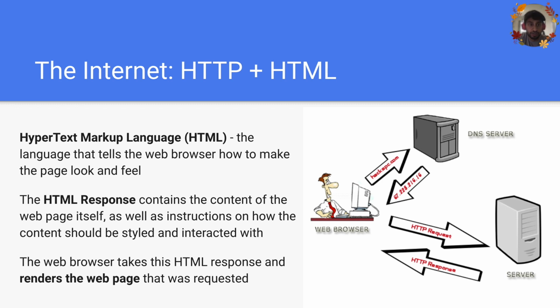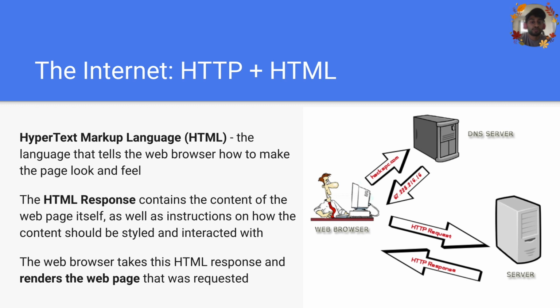The data that is returned to you in the response from the Google server now brings us to a second language, HTML, which is called Hypertext Markup Language, which is what the HTTP response contains. HTML is ultimately the language that tells the web browser how to make the page look and feel. The text on a given web page is included in the HTML response from the server, as are the instructions on how to format and style the content, as well as the behavior of the content itself, which we'll get to in a second. Your browser then takes this HTML response and renders the web page that you are requesting, which then you as the user can interact with.